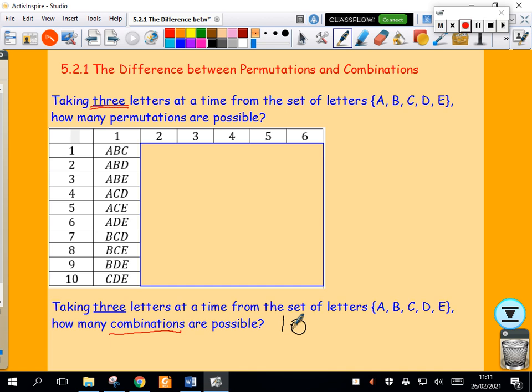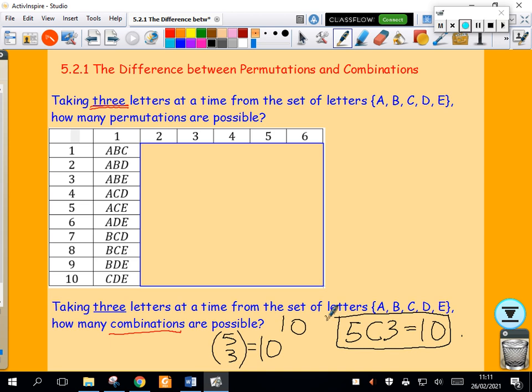And the way we write that is we say the set had 5 elements in it, and I wanted to choose 3 of them, and I got 10. So 5 choose 3 is 10. Or actually in our course, the notation you see most often is written like that: 5 choose 3 equals 10. But that's what that means. 5C3 equals 10 means 5 choose 3 equals 10. That's how we read that.